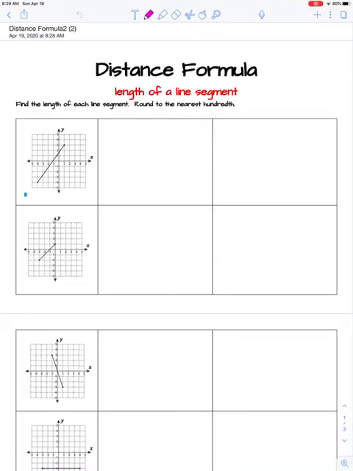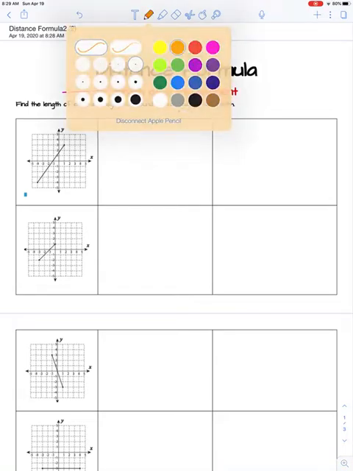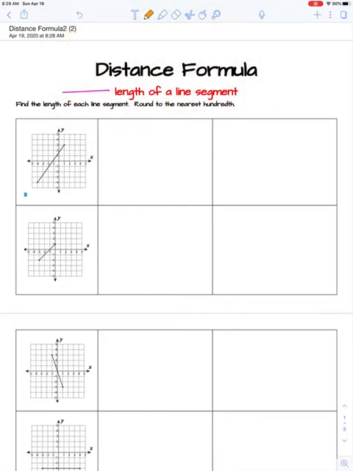Today we're going to look at the distance formula, or what we're actually going to concentrate on is the length of a line segment. There's a couple of different ways that you can find this. One way is you can create a right triangle and do it with the Pythagorean theorem. Or I'm going to show you what the distance formula is, and you can solve it that way as well.